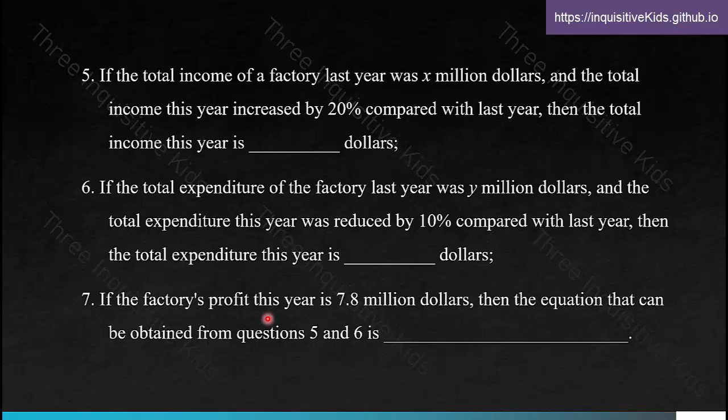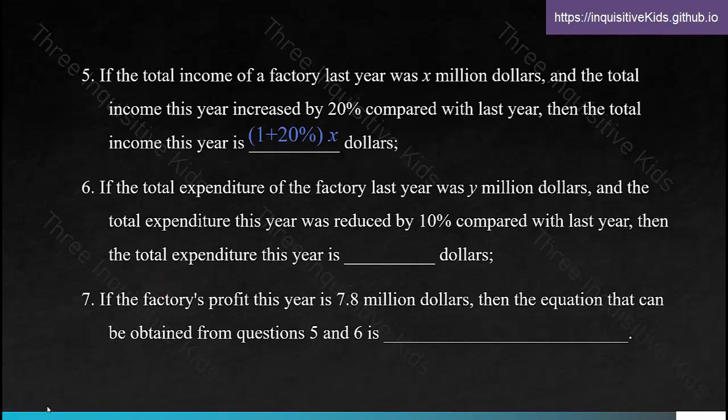Question number 5. If the total income of a factory last year was X million dollars, and the total income this year increased by 20% compared with last year, then the total income this year is what dollars? Now, answer with a whole expression using X. The answer would be 1 plus 20% of X.